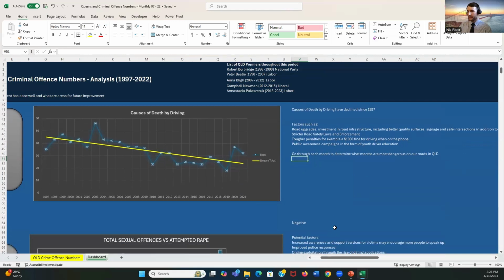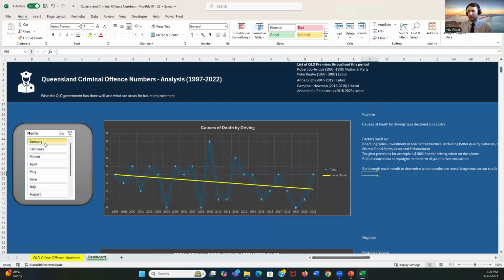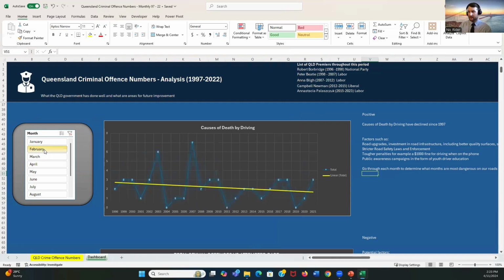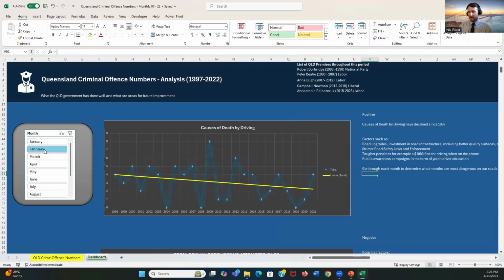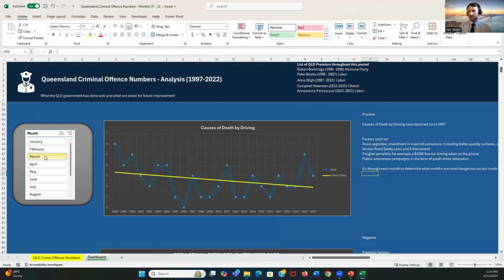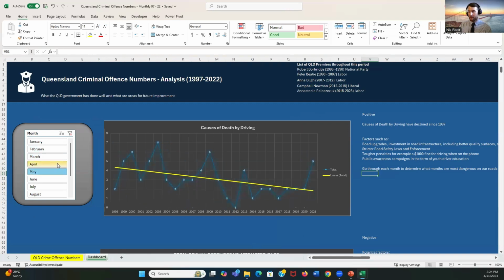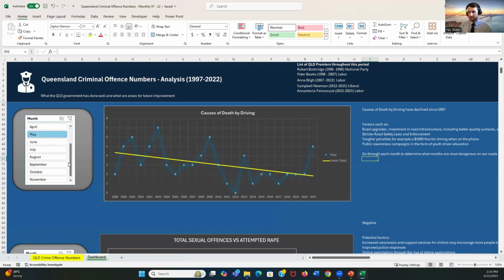So what I can do here now is come over here to my slicer, and I can have a look at what months are the most dangerous, where we haven't seen improvements on our roads. So in Queensland, if I'm looking down here, I can see that January's gone down, February's gone down a little bit, but not as much.